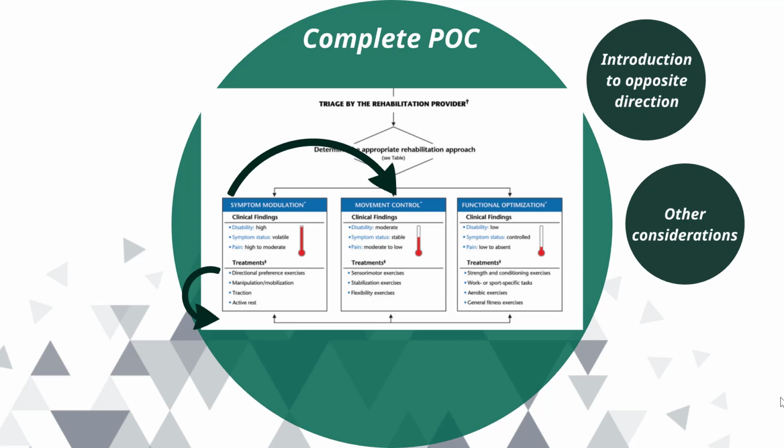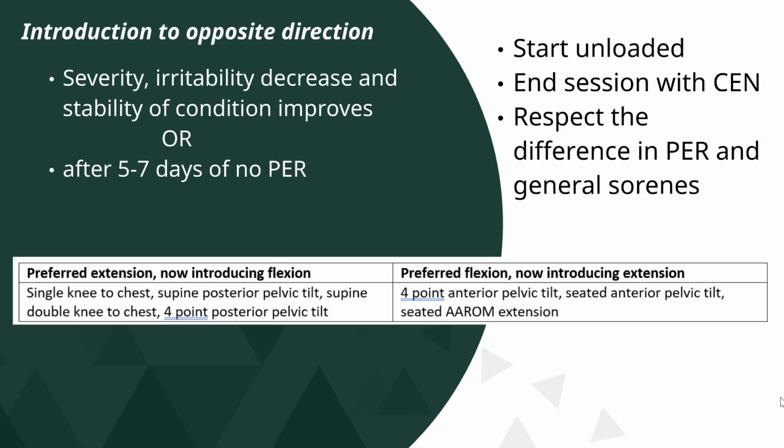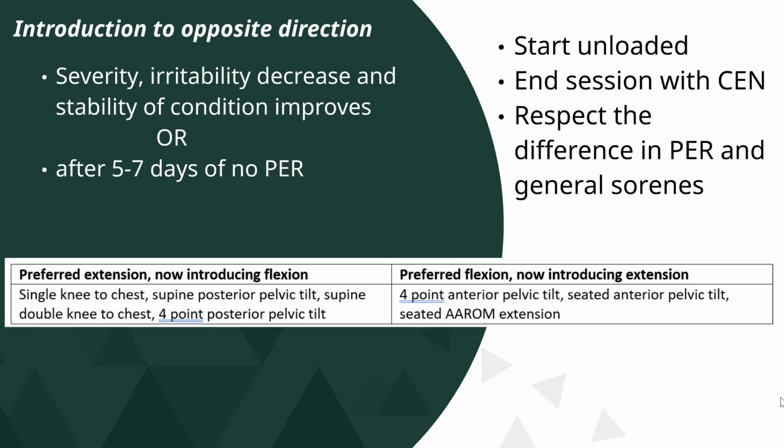Knowing when and how to introduce movement in the opposite direction is something to keep in mind. Generally speaking, after stability of the condition has improved, or if the patient has experienced about a week without peripheralization, you may begin to move in the opposite direction. Some guidelines to help that process include starting in an unloaded position, as well as ending your session with prior centralizing maneuvers. It is also important that you and your patient understand the difference between peripheralization and general soreness. You may also find this chart suggestions helpful.